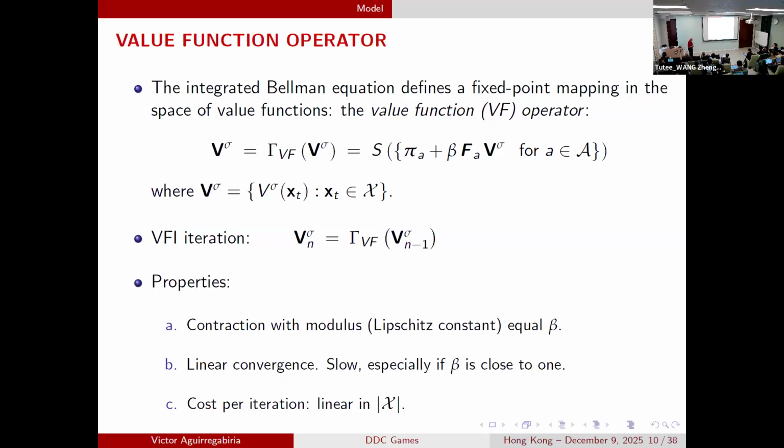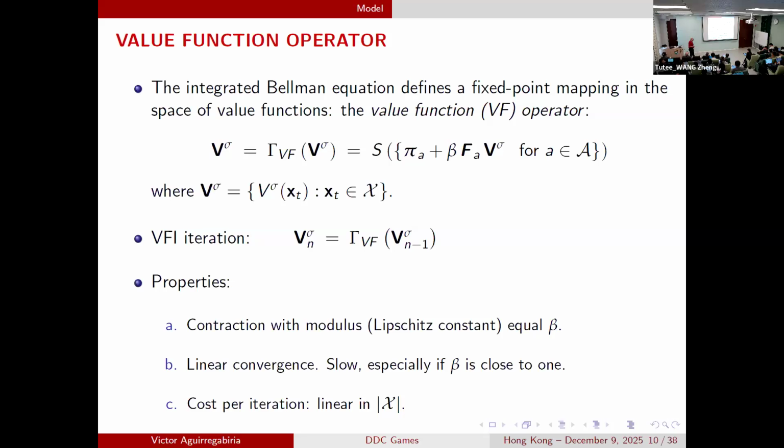It is a contraction, as is well known, and it has modulus equal to beta. The modulus, the Lipschitz constant of a contraction mapping, tells us how fast we converge. The closer that is to 0, the faster the convergence; the closer to 1, the slower the convergence. Because it has a Lipschitz constant that is beta, it is linear convergence, and it can be very slow if beta is close to 1. Thus, these are the not so good properties. This convergence is quite slow.